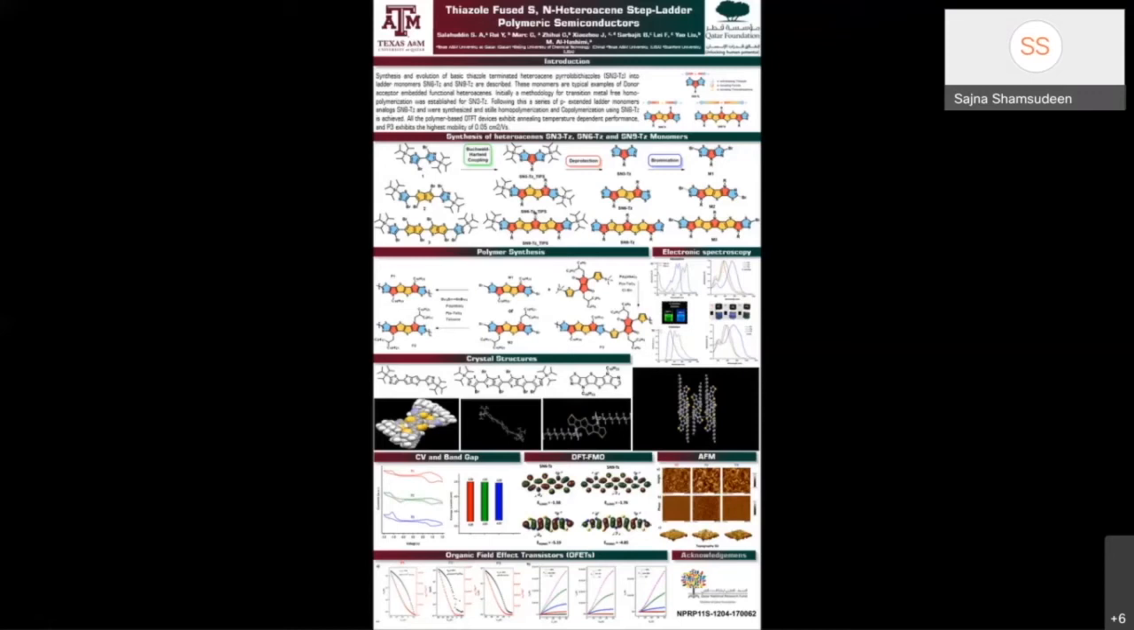Herein we have synthesized 3, 6, and 9 ring fused SN3, SN6, and SN9 thiazole monomers. And these ladder monomers have electron donating units, the electron rich thiophene and pyrrole rings, and electron accepting units as thiazole rings fused at the terminals.